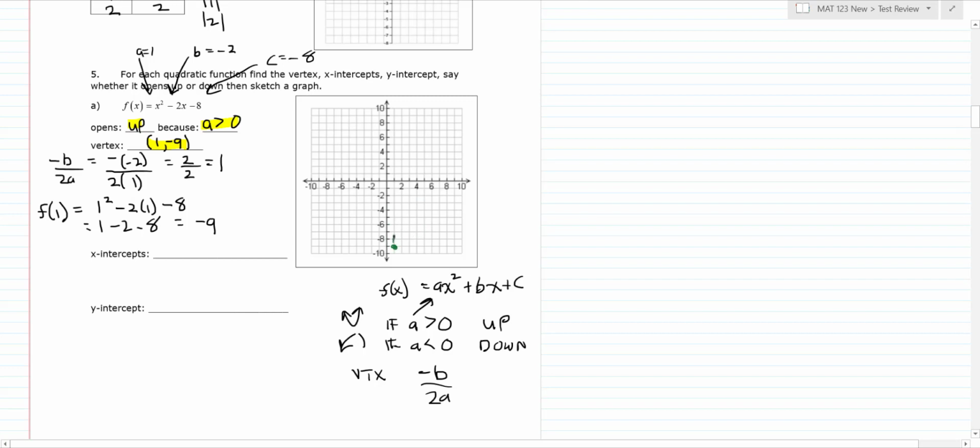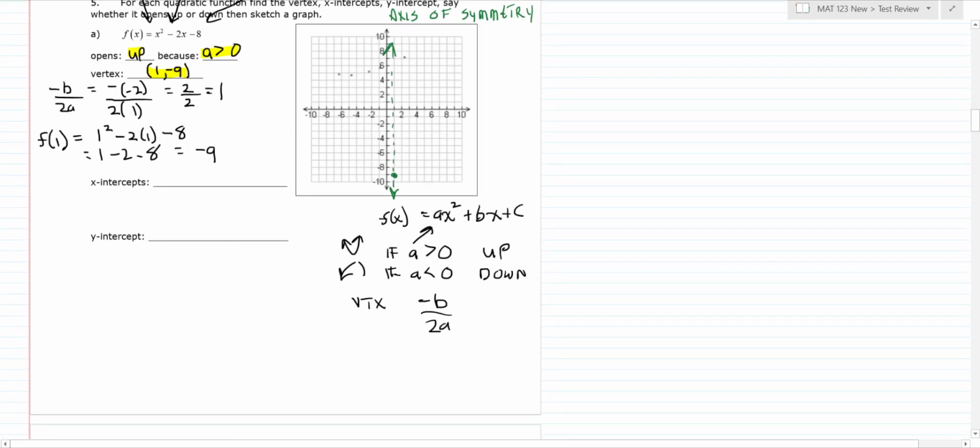Generally on a quadratic, you don't necessarily have to put this, but we have what we call an axis of symmetry. That just means the quadratic function's graph is symmetrical about that vertical line. Okay, now let's find the intercepts. The way you find an x-intercept is you set the function equal to 0. This will require some factoring. So take the function x squared minus 2x minus 8, set that equal to 0, and then factor that.